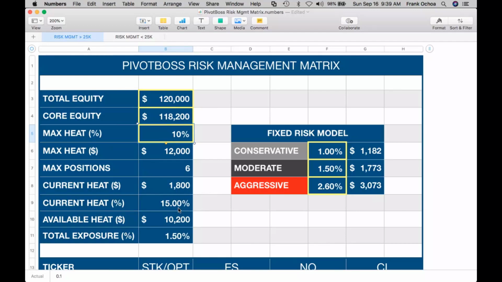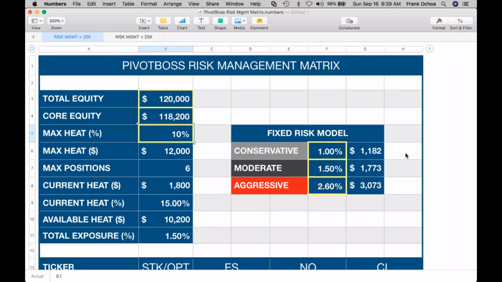And now you can see here that of the available 12K heat, we currently have 1,800 at risk. That is 15% of available heat. You can see we have 10,200 still left to be able to risk, and total exposure of overall account is 1.5%. Say we take another 2 or 3 trades.